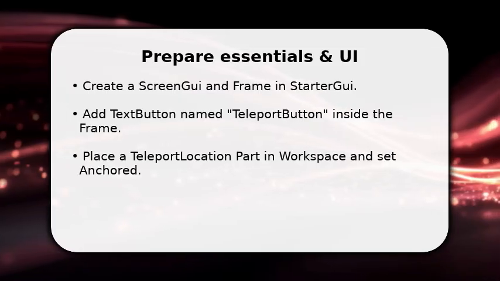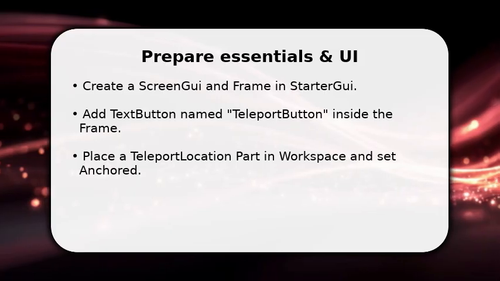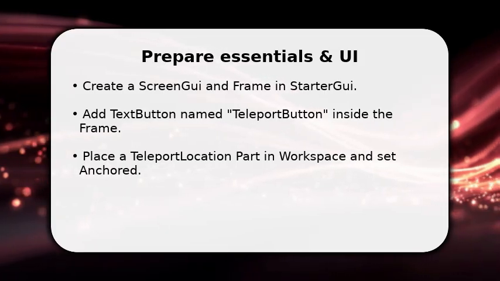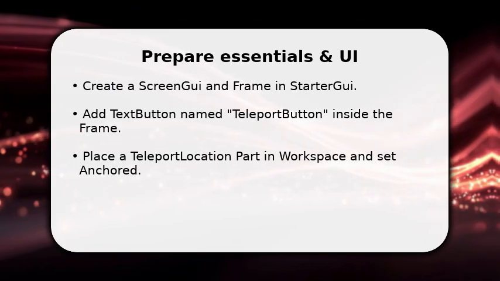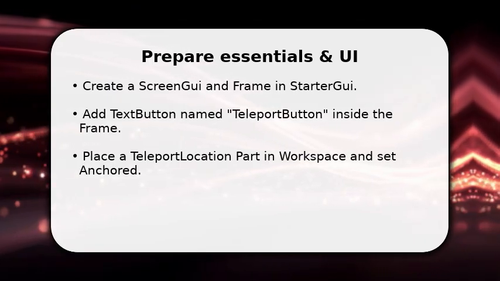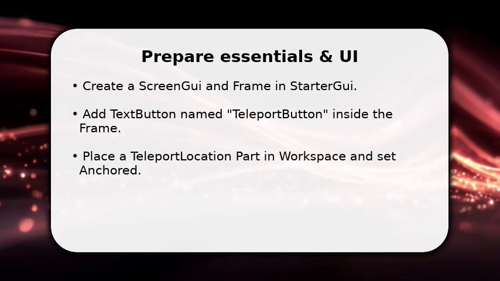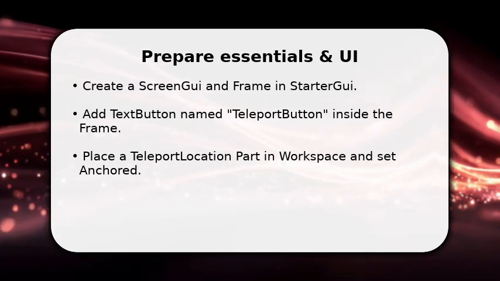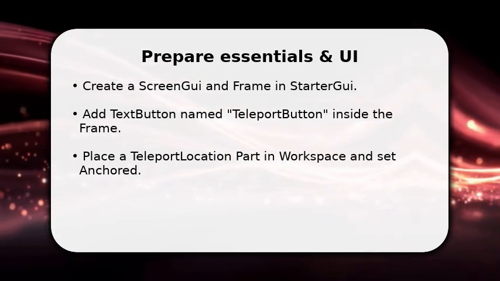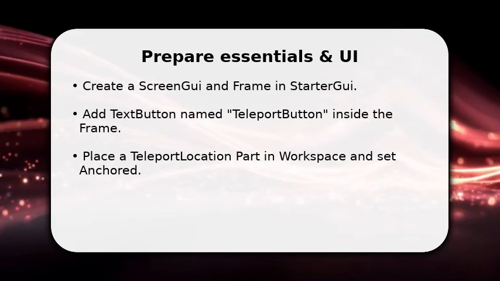You start by creating the minimal items. A ScreenGui with a Frame and a TextButton labeled Teleport button. This is the control the player clicks. Make sure you add a teleport location part in Workspace and anchor it so it won't move. Once done, open the Explorer and Properties panels to confirm names.